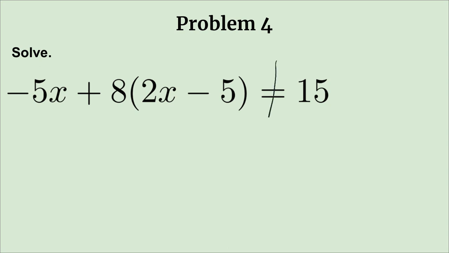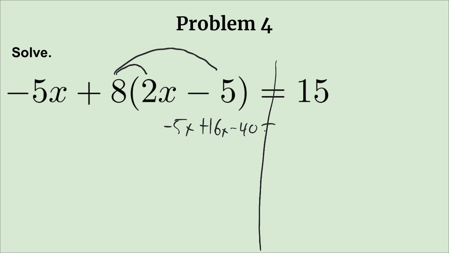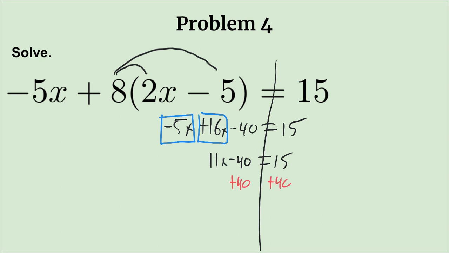Again, so we're going to distribute this 8 out to the 2 and to the negative 5. So we get negative 5x plus 16x minus 40 equals 15. Combine like terms. They're on the same side of the equal sign, so we just add them together. So we get 11x minus 40 equals 15. Add 40 to both sides. 11x equals 55. Divide both sides by 11. X equals 5.